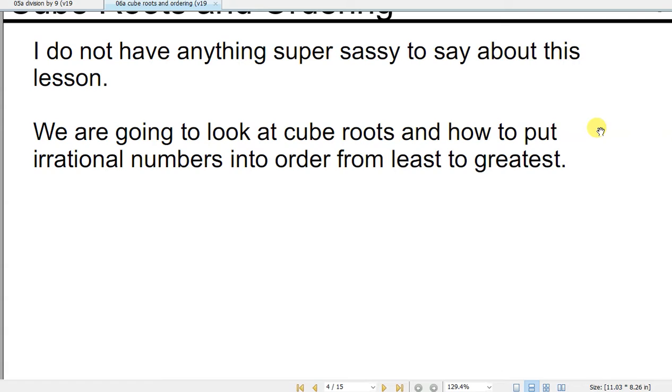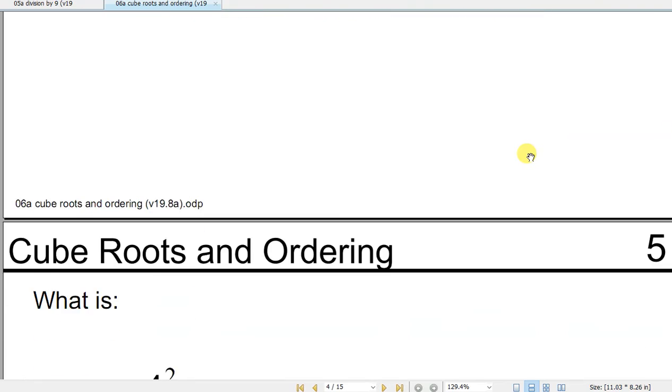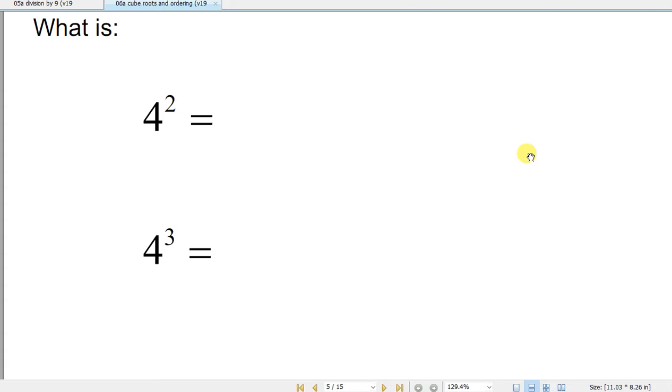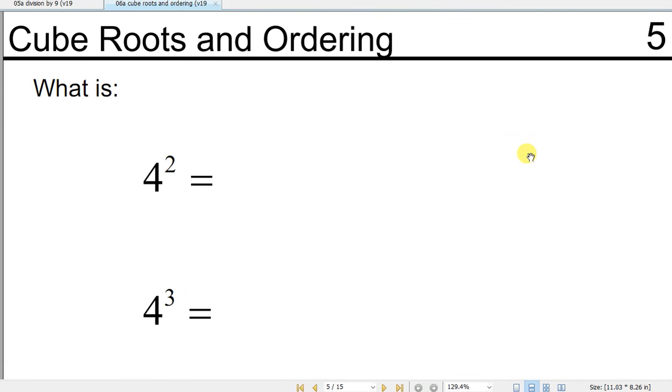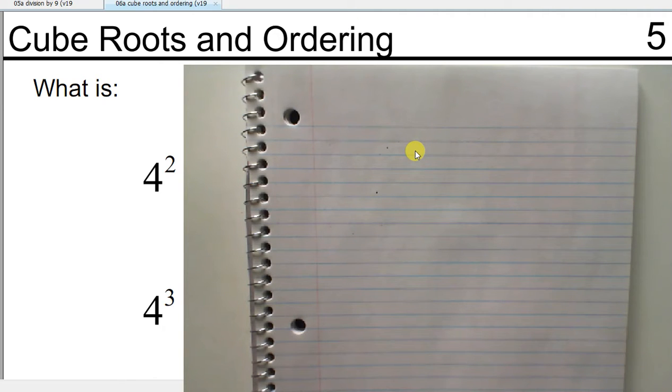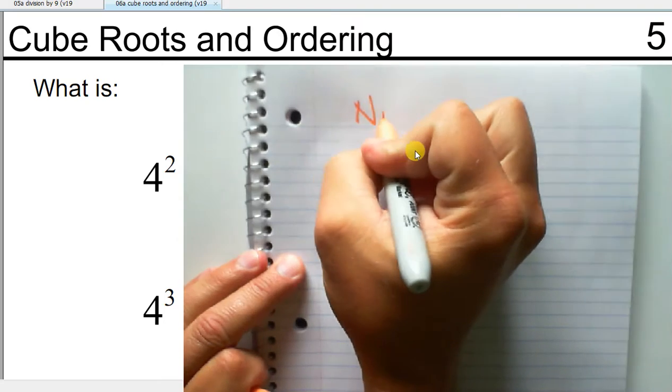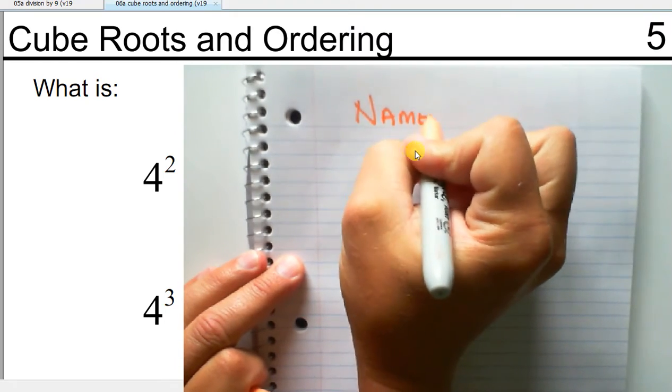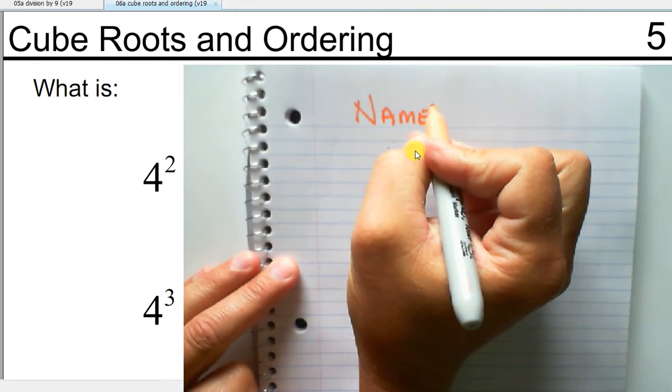We're going to look at cube roots and how to put irrational numbers into order from least to greatest. I'm going to do this one because it's one of those things that shows up on the state test. So let's start with our title and our notes. Start with your name at the top of your page, and cube roots and ordering.